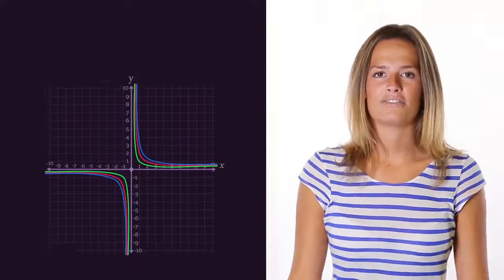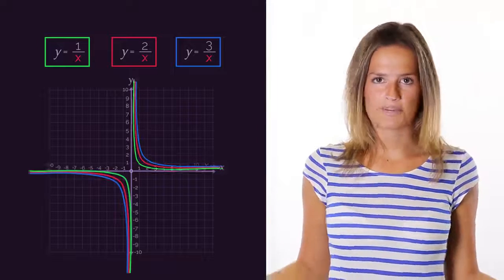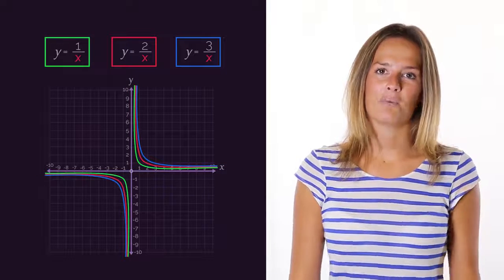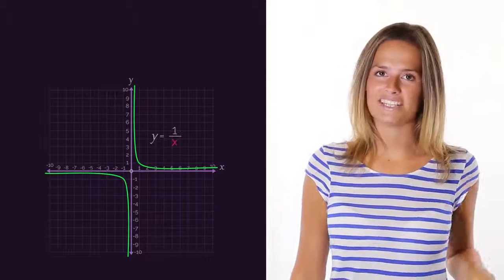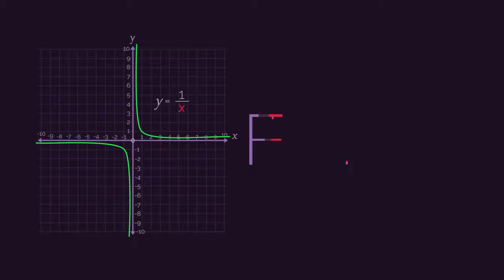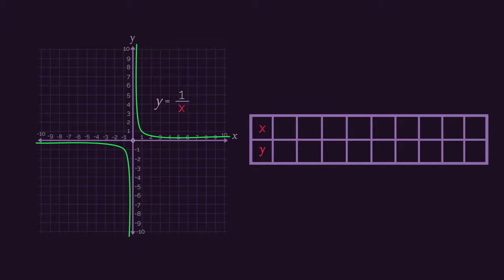So going back to the graphs, why do they split into two separate parts? Let's have a look at y equals 1 over x in more detail. So we have our table of values, and if we substitute these x values into y equals 1 over x, we get these values. See how as x gets smaller, so closer to 0, the y values get bigger. This means that when x gets really close to 0, y would be very large.